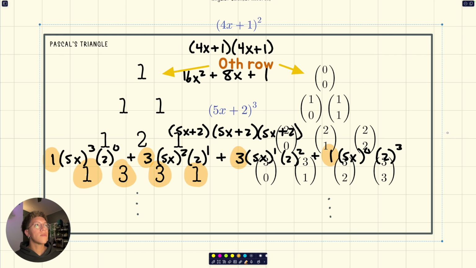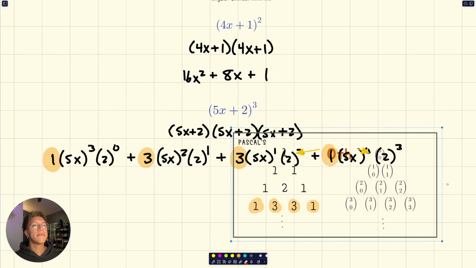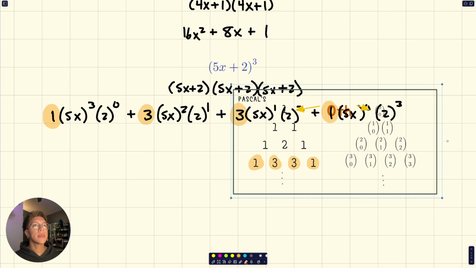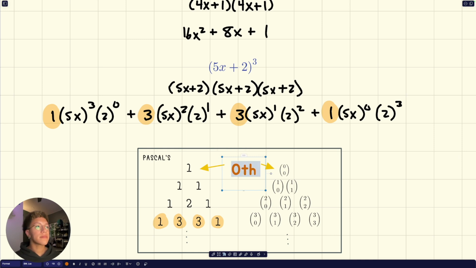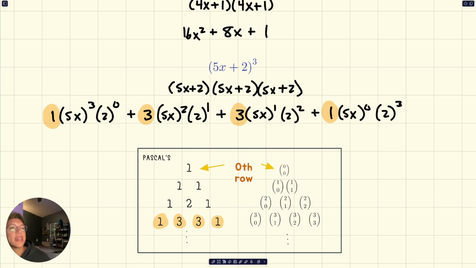That is way too large. Let's see if we can make it a little bit smaller. So Pascal's triangle looks something like this. And let's make that text a little smaller as well. Pascal's triangle looks something like this.